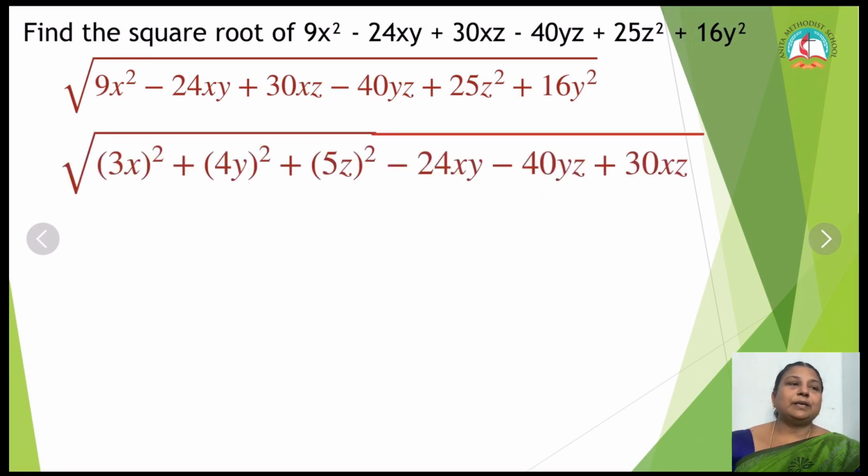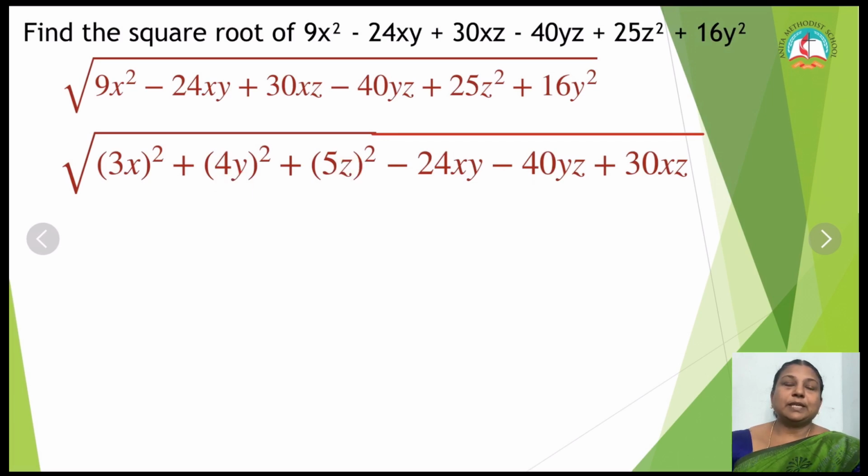So I am taking 9x squared as (3x) whole squared. And here 25 is a square number, isn't it? So I am taking (5z) whole squared, and 16y squared I have taken as (4y) whole squared. The remaining I have written as it is. Okay children, and next I am seeing that if I have plus here, how can I get minus here? So there must be some minus sign.